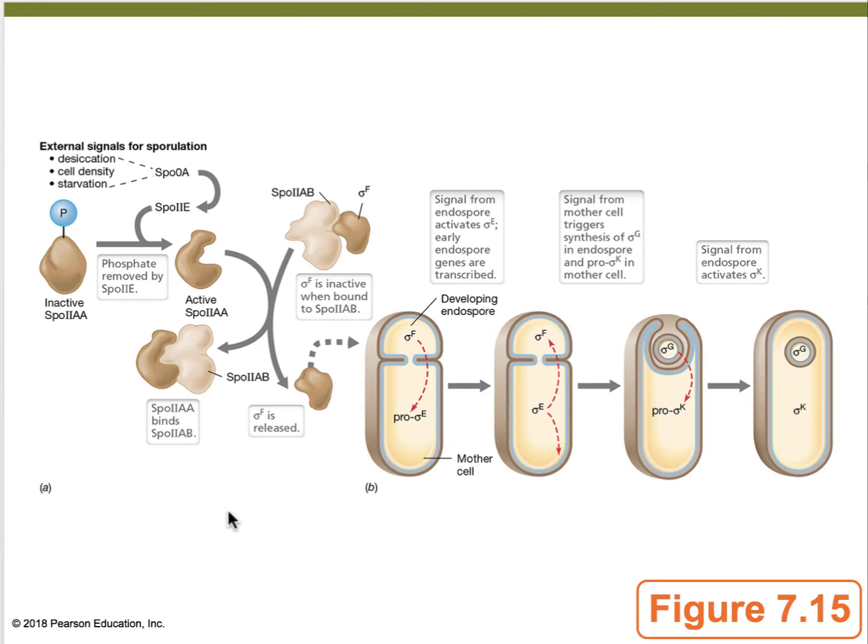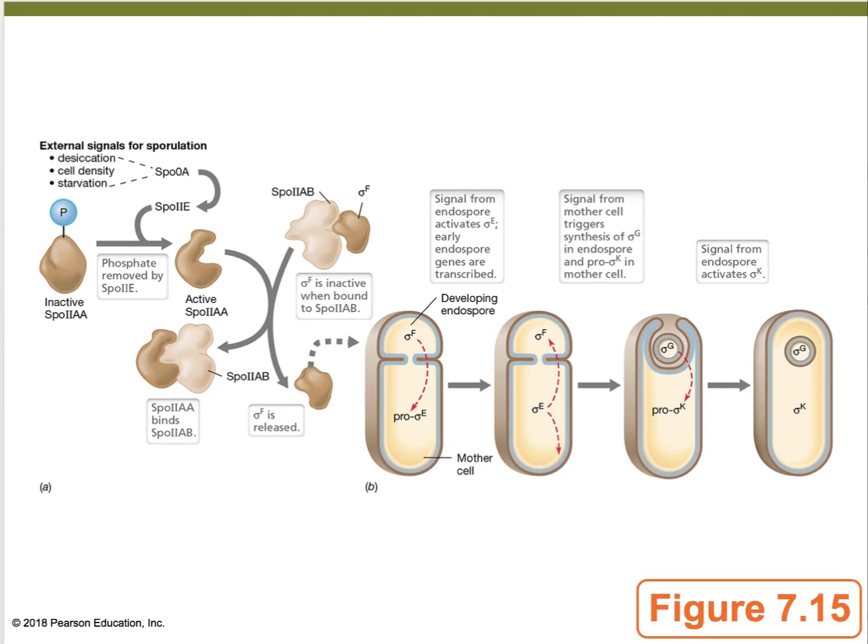Now, this slide has more details on it than I really need you to know, but what we're trying to see here is that external signals for sporulation, desiccation, cell density, starvation, whatever stress response it is, you get this cascade of phosphorylation that will eventually phosphorylate SPO-A, which continues to activate different sporulation factors and will eventually lead to spore formation.